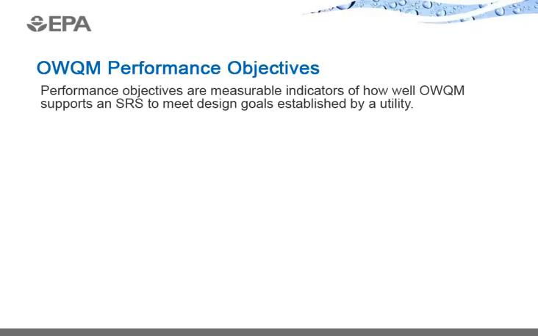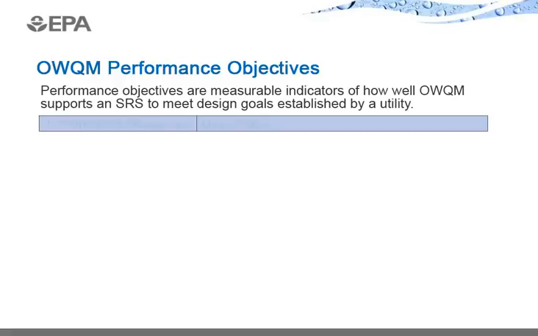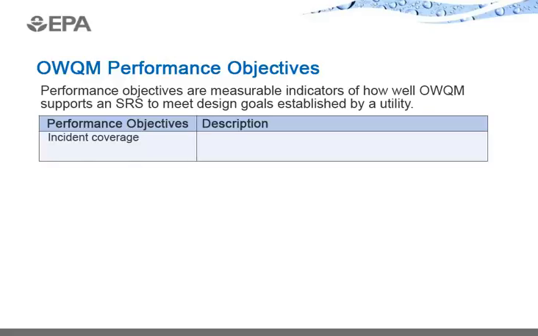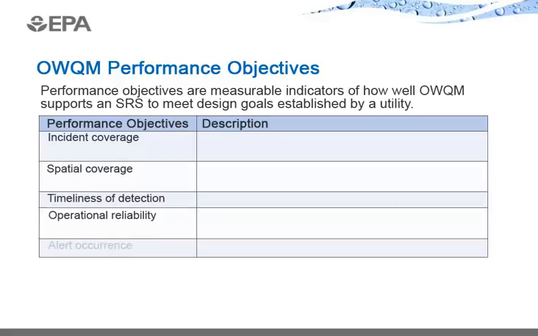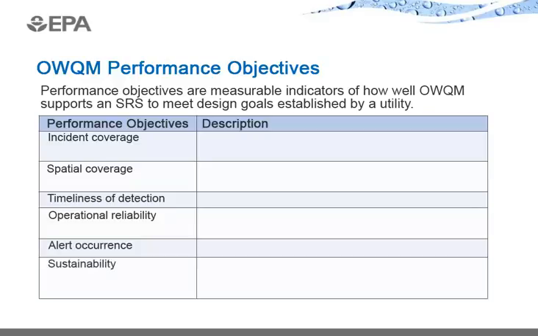Performance objectives are measurable indicators of how well OWQM supports an SRS to meet design goals established by a utility. Throughout design, implementation, and operation of an SRS, utilities can use performance objectives to evaluate the added value of each capability, procedure, or partnership. Specific performance objectives should be developed by utilities in the context of their unique design goals. Examples of performance objectives include incident coverage, spatial coverage, timeliness of detection, operational reliability, alert occurrence, and sustainability.